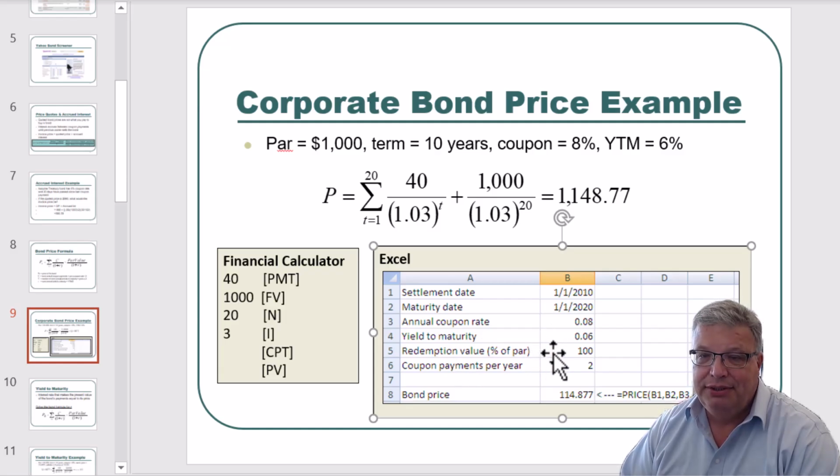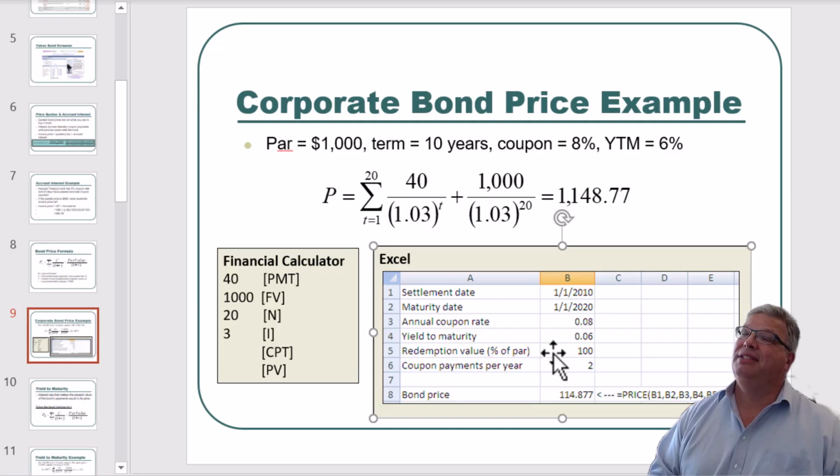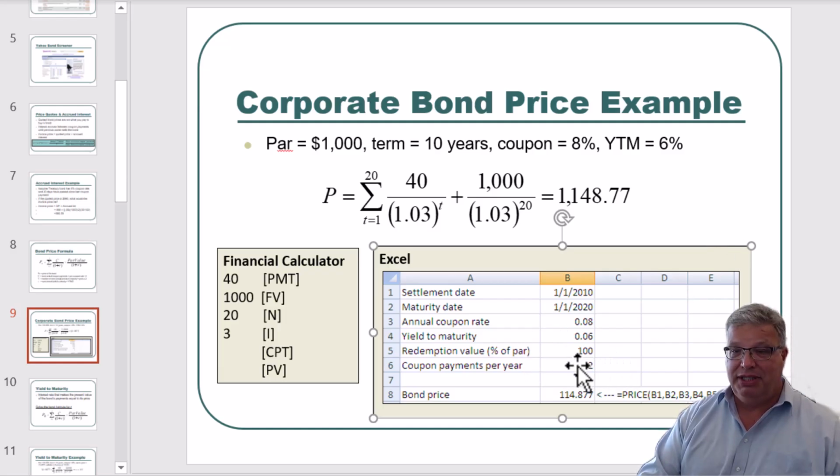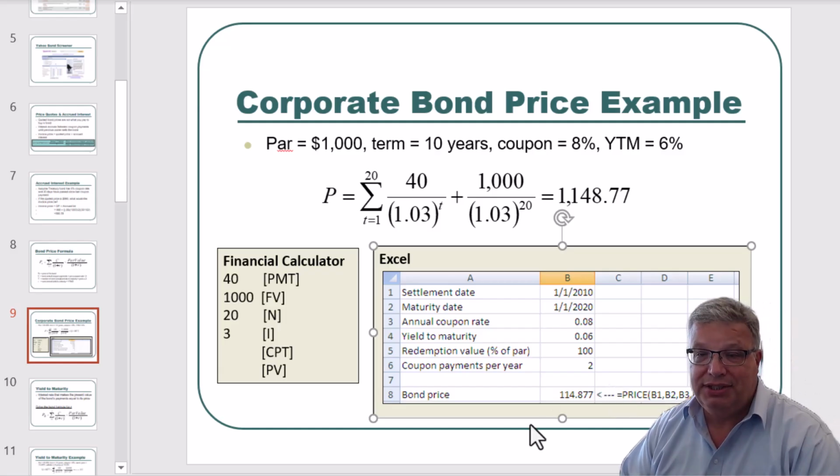The redemption value, always put in 100% for that. That's like if you're assuming that in some special situation you're not going to get all your money back, that type of thing. And then you put in the number of payments per year, and it gives you a price. It gives you a price in terms of the percentage of par value. So you see here 114.877. You have to multiply that by 100%, and that gives you 1,114.877.